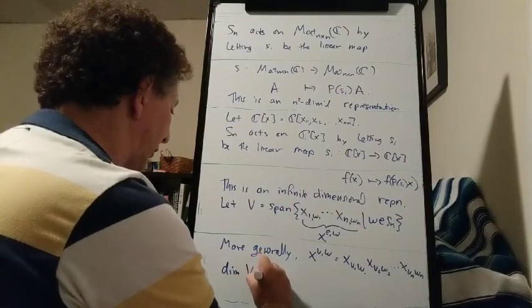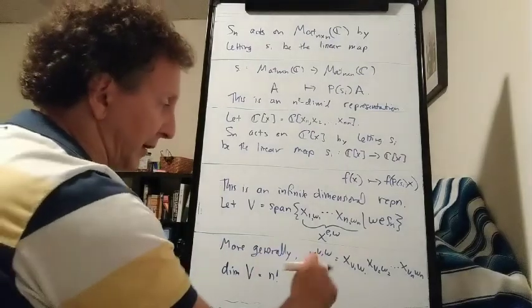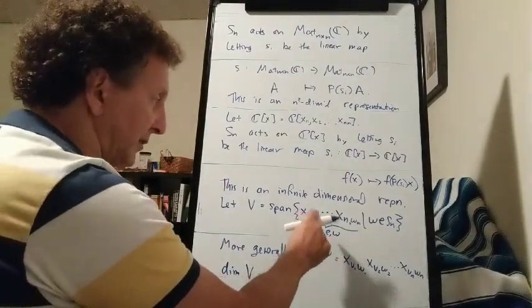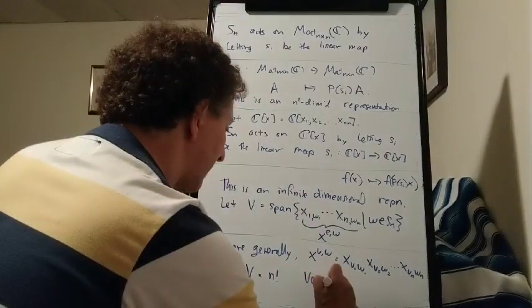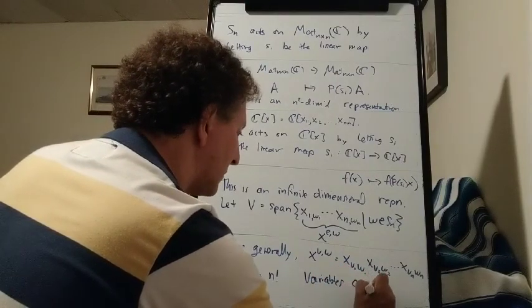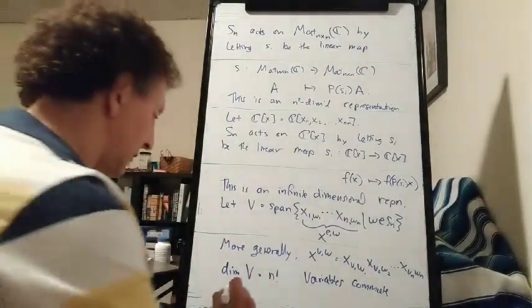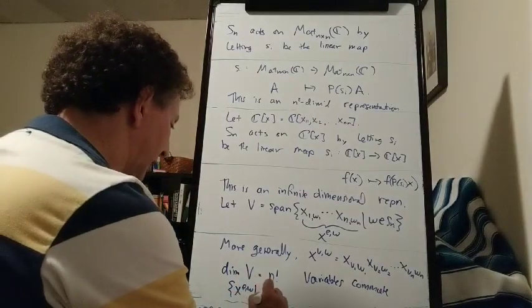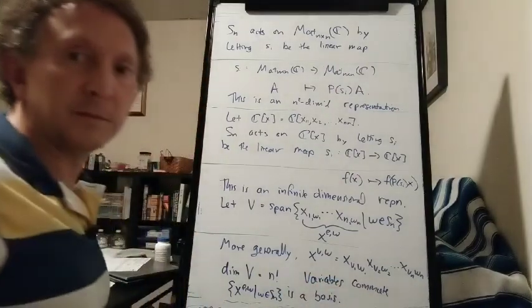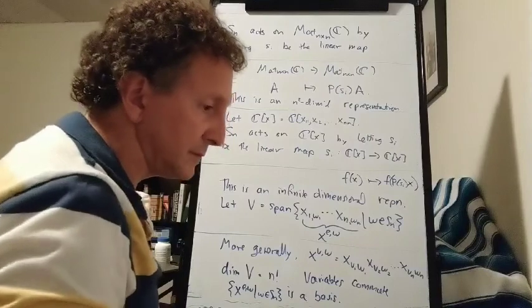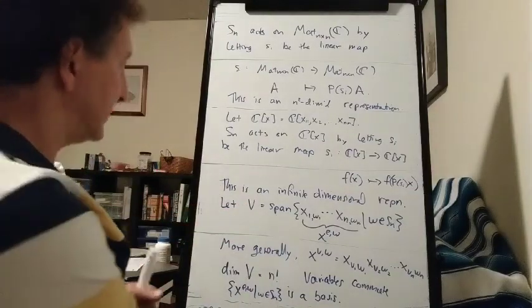So the dimension of the space we're looking at is n factorial. And these variables commute, so we can express everything in terms of this basis, x1 something, x2 something, etc., up to xn something. So XEW for W in Sn is a basis. All right, let's look at how S acts on this subspace V.